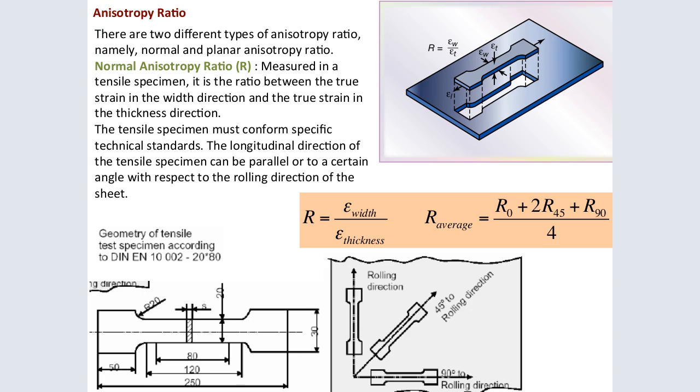Then the anisotropy ratio is there. It's also calculated. There are two different types of anisotropy ratio, namely normal and planar anisotropy ratio. The normal ratio is measured in the tensile specimen. It is the ratio between the true strain in the width direction and the true strain in the thickness direction. So the tensile specimen must conform to specific technical standards. That is, the longitudinal direction of the tensile specimen can be parallel or at a certain angle with respect to the rolling direction of the sheet.